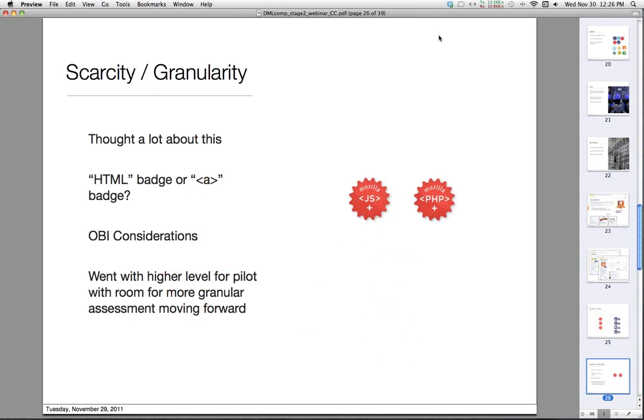Then from our standpoint, what is the granularity within the School of Webcraft? So we did a lot of thinking about this, and we didn't go as granular as we could have, and that was a conscious decision. We actually went with a higher level for our pilot so that we could build back in the granular assessment. And some of that may be something that you start from in a stage 2 proposal, that you start with higher level badges but recognize that perhaps lower level badges will eventually slot in. So it might be easier to think on a macro level at this point and then move to a micro level as you move along or once you move to stage 3.